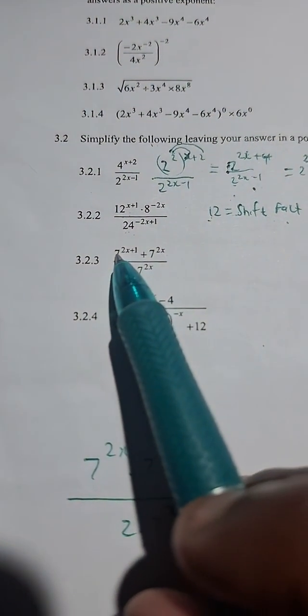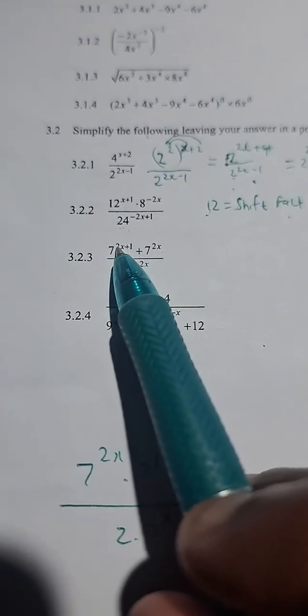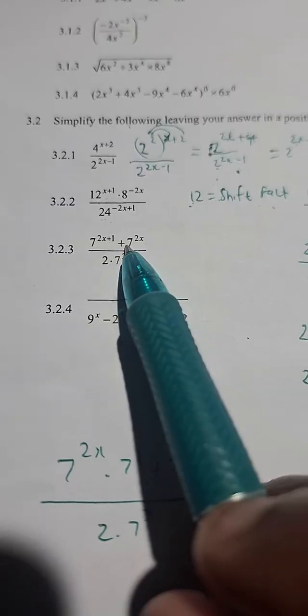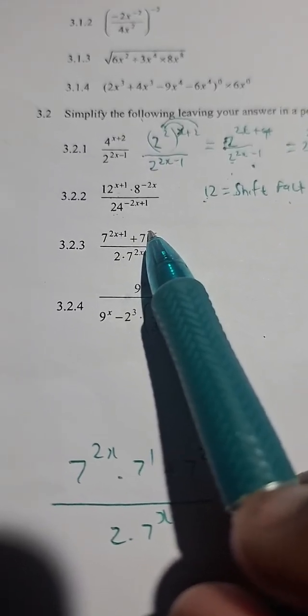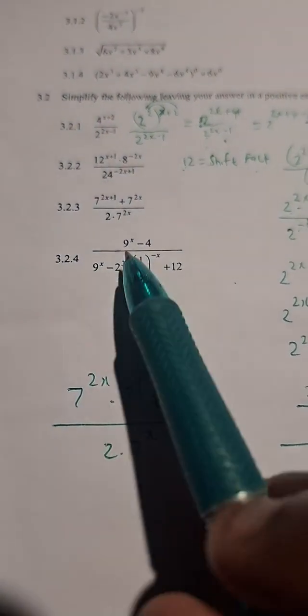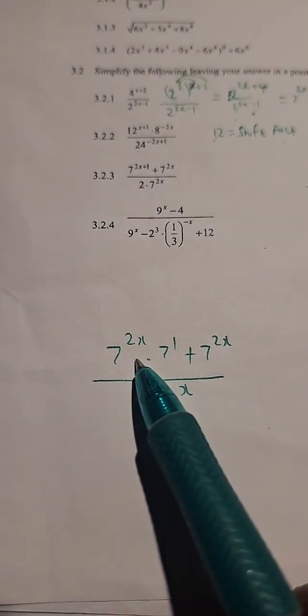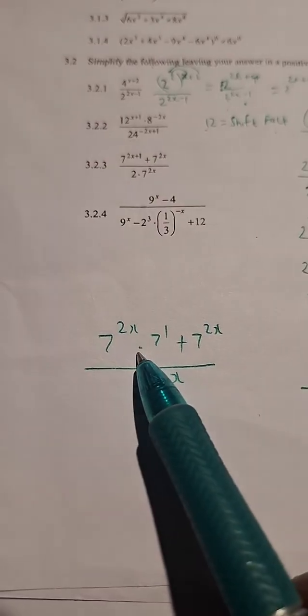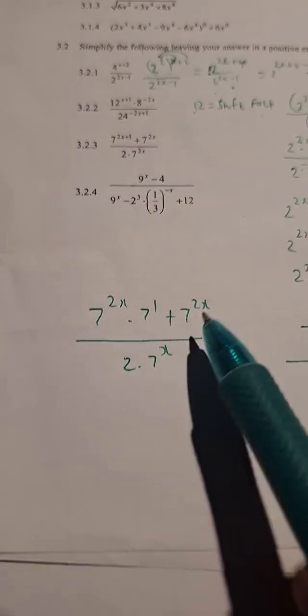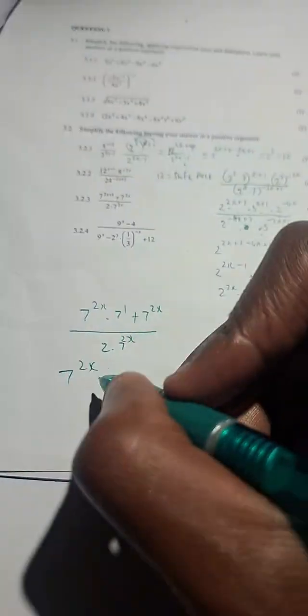And what you see is that 7, the base, is raised to the power 2x plus 1. Here it's raised to the 7 to the power 2x. So that means there's a common thing, but I need to first split the 7 to the power 2x plus 1 to its respective bases. 7 to the power 2x times 7 to the power 1 plus 7 to the power 2x. Then in the numerator, I can take out the common one. Common what? Common 7 to the power 2x.